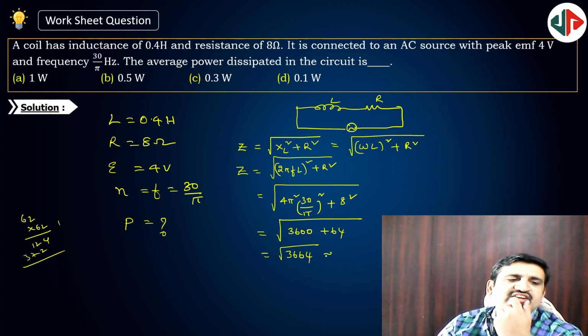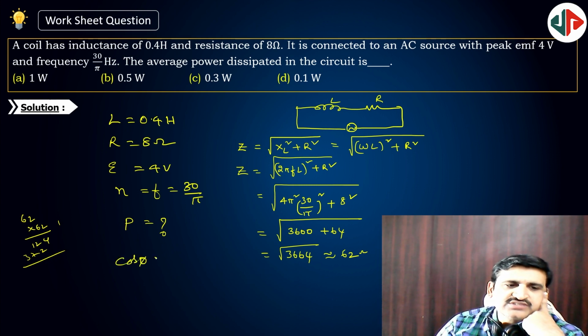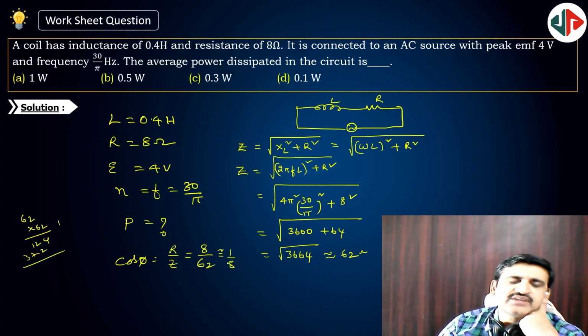Rough value, I will take 62 ohms. Next, cos phi is equal to R by Z. R value 8, Z value 62. This is also 1 by 8 roughly. Rough values only I am taking.